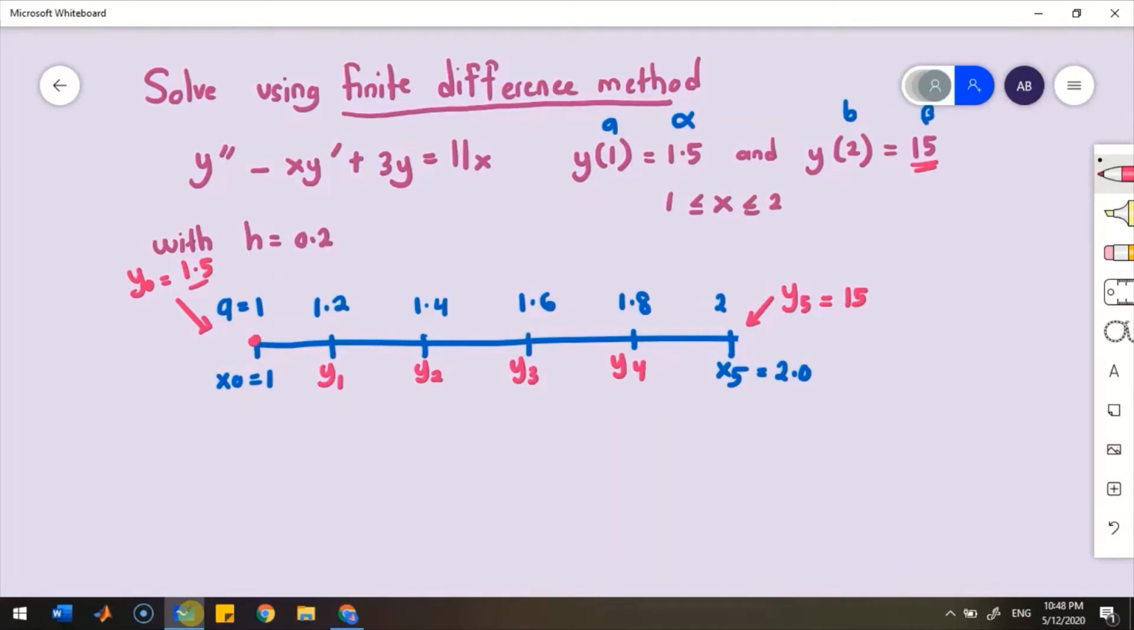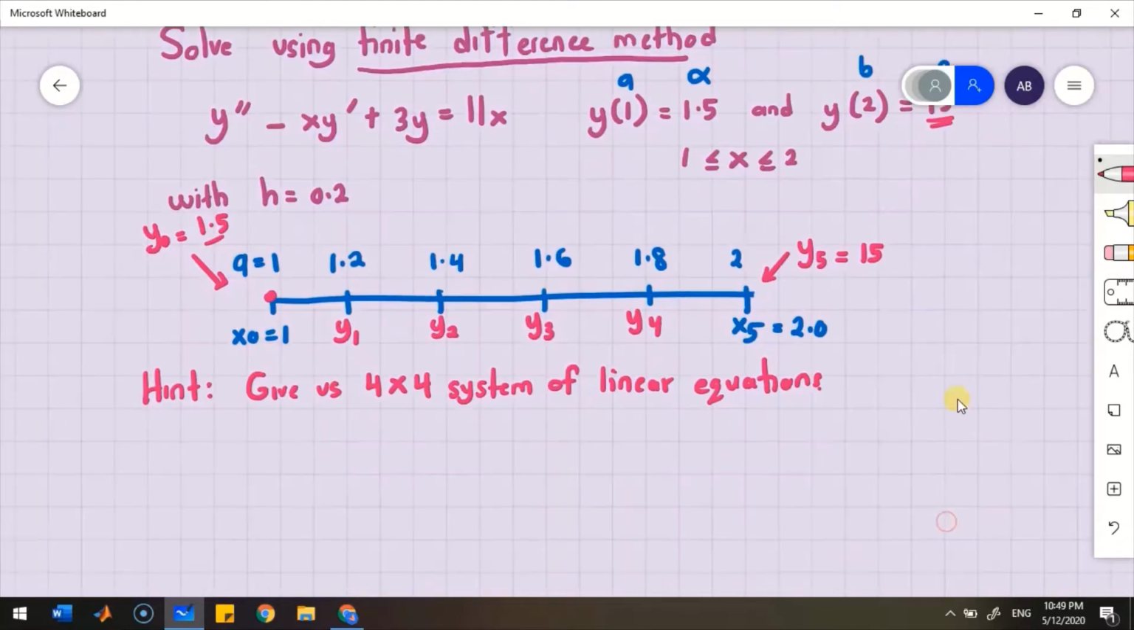So we can see that solving this using a finite difference approximation will lead us to a 4x4 system of linear equations. Okay, so now we want to find this system. That's what we're going to do.